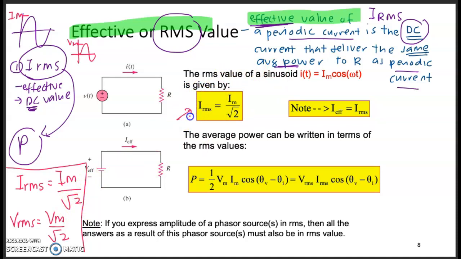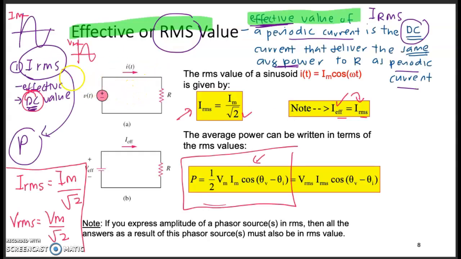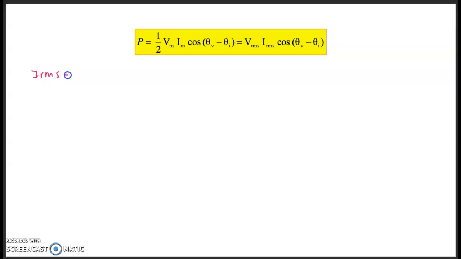So what can you understand from this RMS? It is actually the effective DC value of an AC circuit. That's why you need to divide by square root 2. Please take note that when we're talking about effective value, it is actually the RMS value, so they are the same. Now, in the previous slide, you learned about the average power, right? How are you going to change this formula to become RMS? Let's define here your Irms is equal to Im over square root 2.